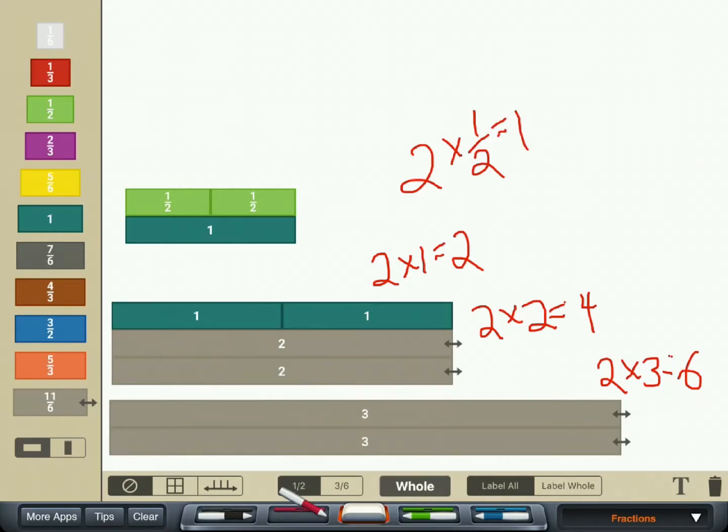And I can go even further because I have more rods at my disposal. So let's consider 2 times 1/3, which we did on the previous page. And let's grab a third and a third. And let's actually move those down, and we can see that a third and a third are less than a whole. And of course the answer is 2/3. I have 2/3 together.